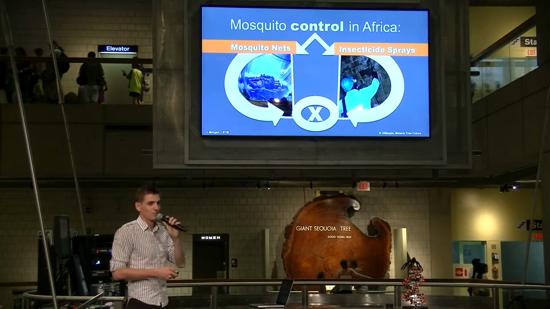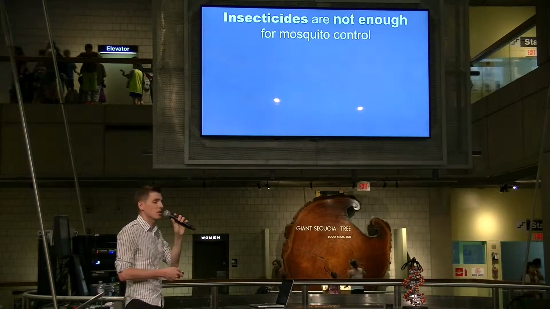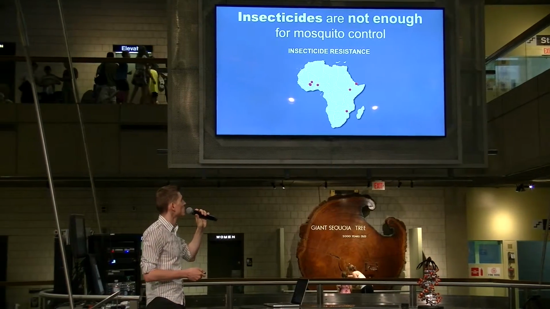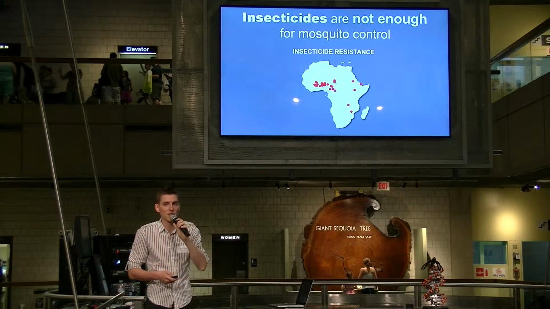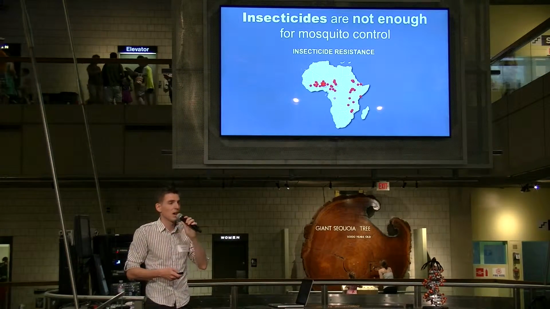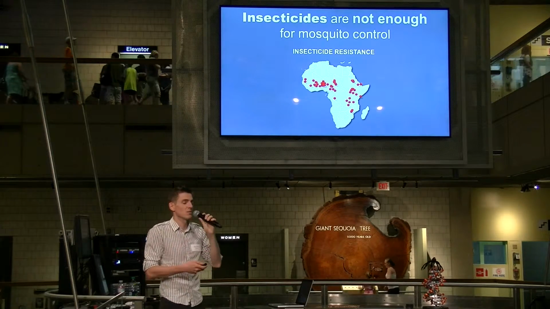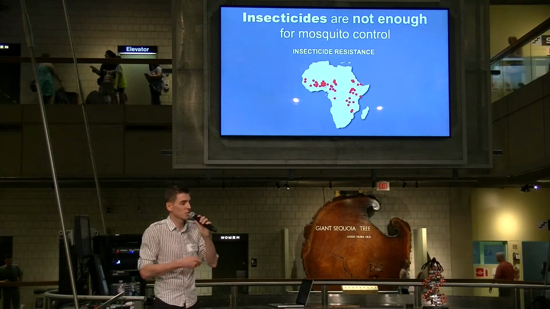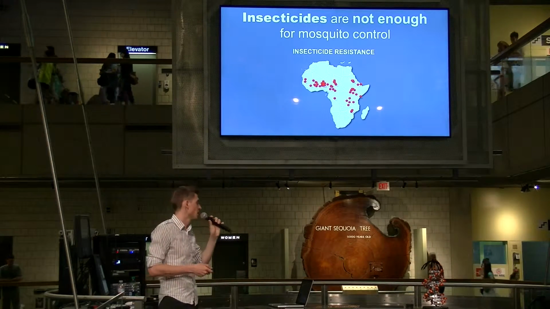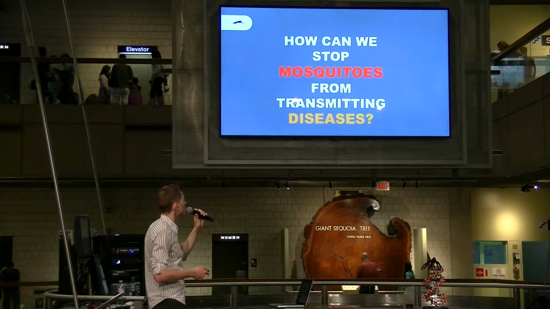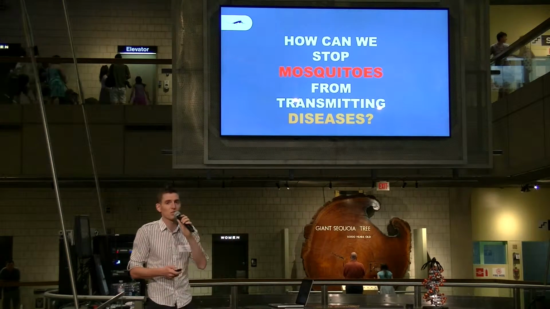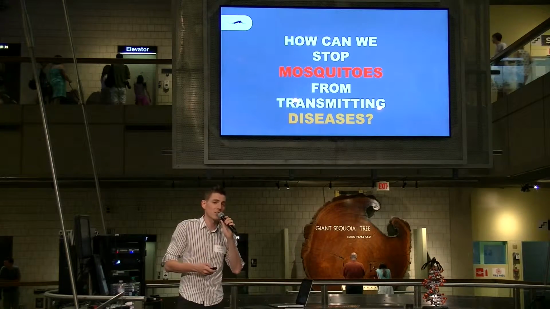But there's a problem, and that is that the insecticides are not enough. And we're encountering more and more cases of insecticide resistance among mosquitoes. And so we really need alternatives in order to control mosquito numbers and prevent disease transmission. So how else can we stop mosquitoes from transmitting diseases? Well, one of the options that we have is to use genetic engineering.